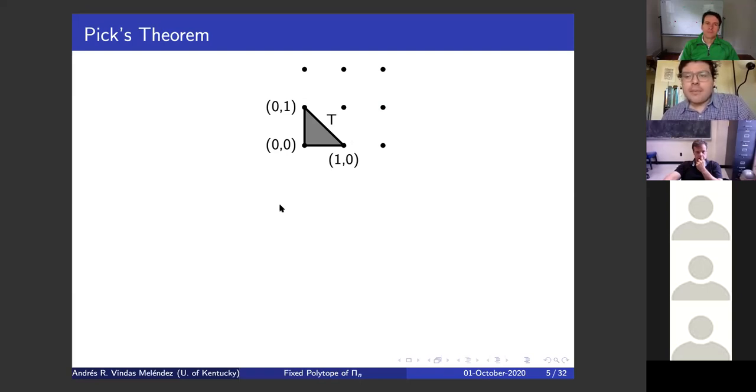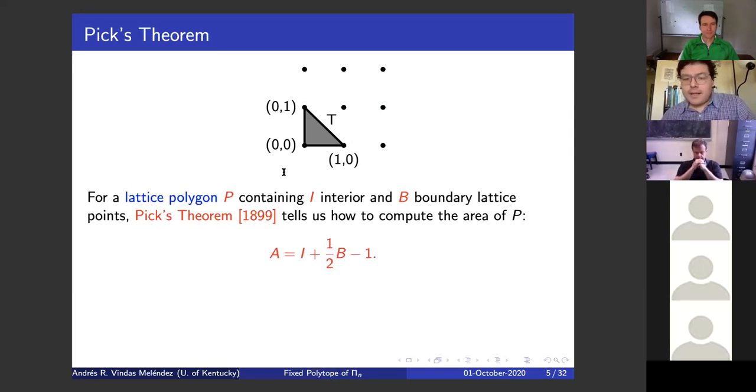So what do we care about? Well, we care about maybe in this case area. So can we compute the area just by counting, yeah? And so Pick's theorem actually allows us to do that. And so for a lattice polygon containing I interior points and B boundary lattice points, Pick's theorem from 1899 tells us how to compute the area. And so that's the area is equal to the number of interior lattice points plus half the boundary points minus 1, right?